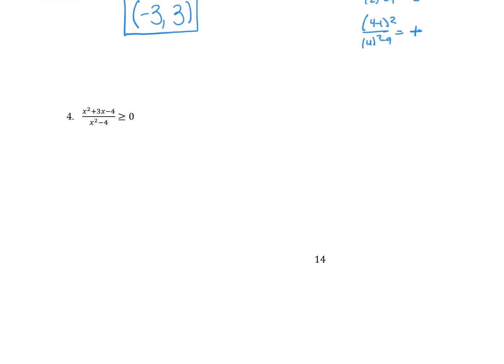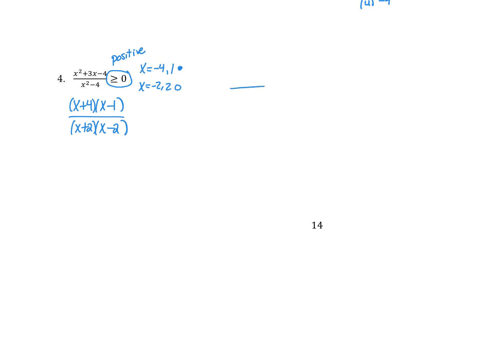All right, let's do one more like this. So I'm going to factor this guy first because that helps me see the zeros. All right, so I have zeros at negative 4 and 1, and then I have zeros at negative 2 and 2. These ones are included, these ones are not included, and now we're looking for positive values, so greater than or equal to 0.